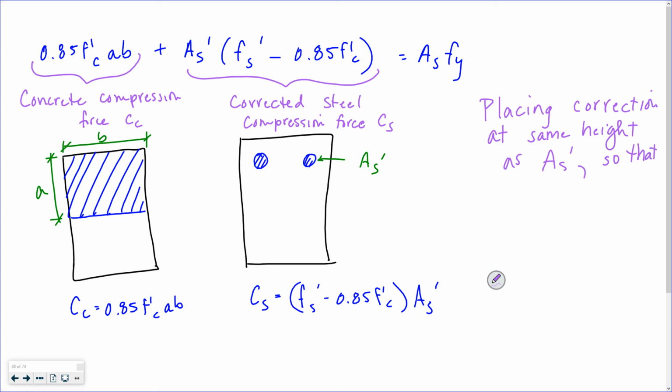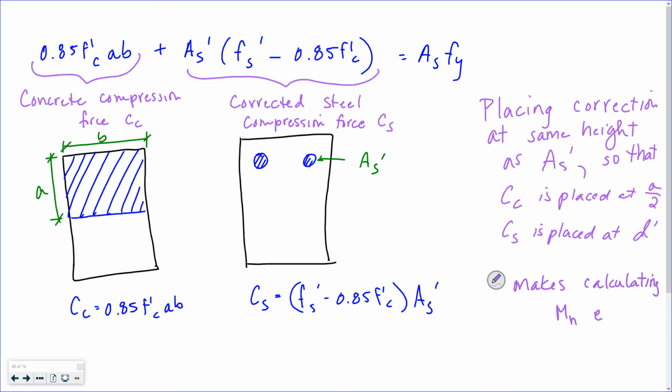So that C sub C is placed at A over 2 and C sub S is placed at D prime. Makes calculating NN much easier. So you guys write that down and then I'll show you if you haven't figured out what I mean by this.